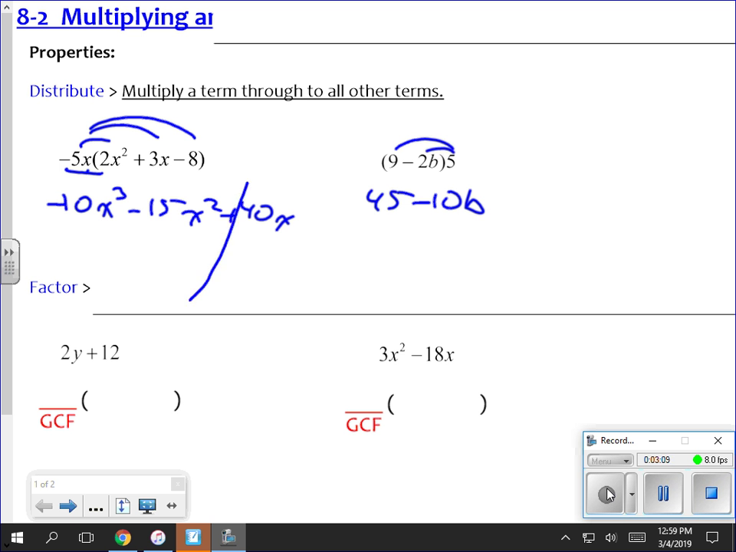Okay, factoring. Oops. My bad. Yeah, no, everybody screws up every once in a while.